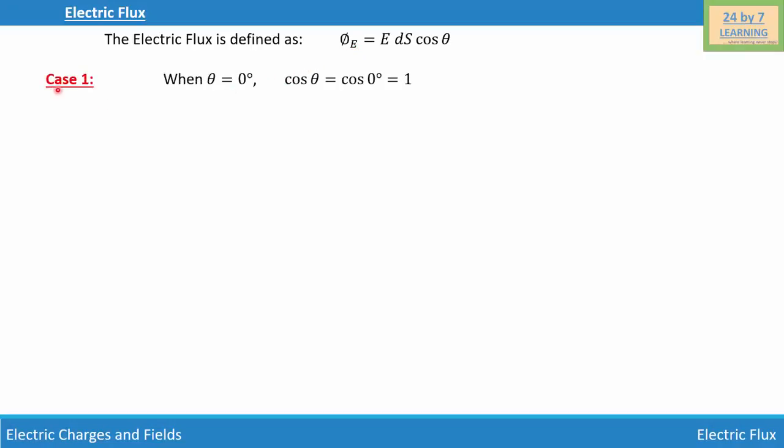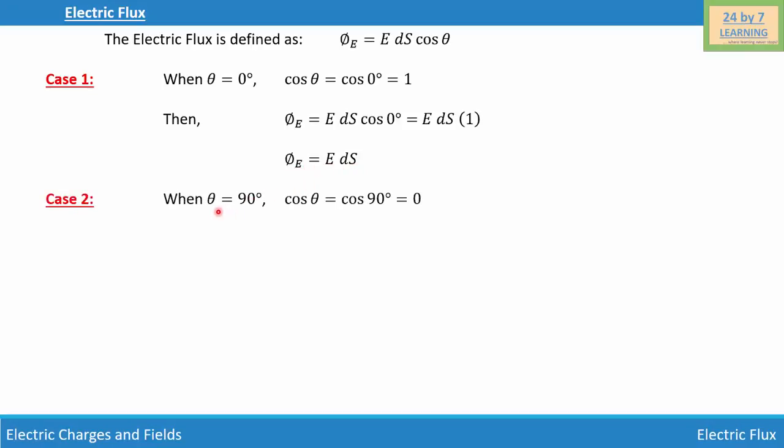The first case is case 1. When theta is equal to 0 degrees, cosine theta is equal to cosine 0, and that is equal to 1. Let's substitute the value of cosine theta in the equation for the electric flux. We will write phi E is equal to E ds cosine 0, and we know that cosine 0 is equal to 1. So we will write E ds times 1, and E ds times 1 is E ds. So our electric flux phi E is E ds.